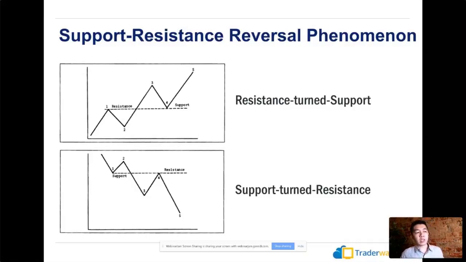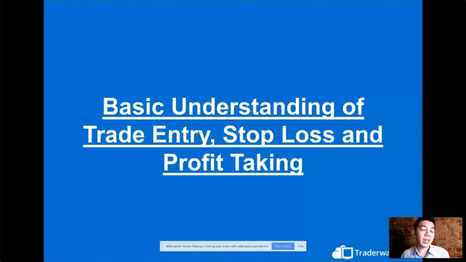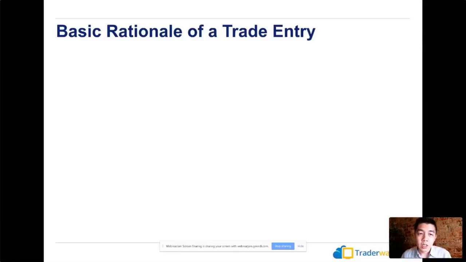So now, before I actually go into sharing with you what exactly are my trade entries or trading plan, I also want to quickly share with you some basic understanding of what trade entry is, what stop loss is, and what profit taking is. So the basic rationale of a trade entry is this.